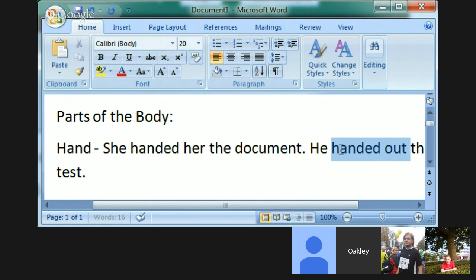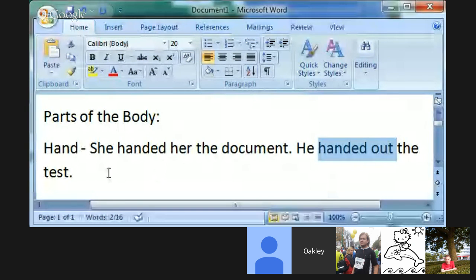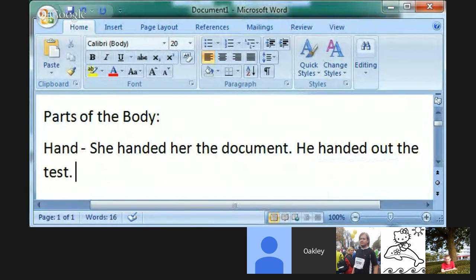What's the meaning there? Handed out. Could I use this as give, for instance? Yeah. Give the test to the class, for instance. Right. You hand out things to many people. So we use hand out as a verb to pass things. She handed her the document, one person to another. We use the phrasal verb hand out to pass things to a number of people.